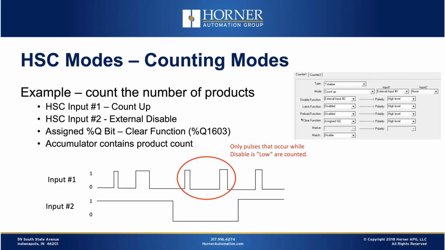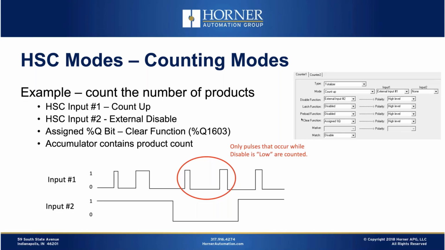Okay, let's start with an event count, counting the number of products. It could be a whole variety of things. It could be, again, bottles on a bottling line. It could be counting pieces of paper, whatever the case may be. So in this example, I'm configuring two of the high-speed inputs for this function, where I'm going to count the number of products in my machine. In this particular case, I've configured the real-world high-speed counter input number 1 to count up.